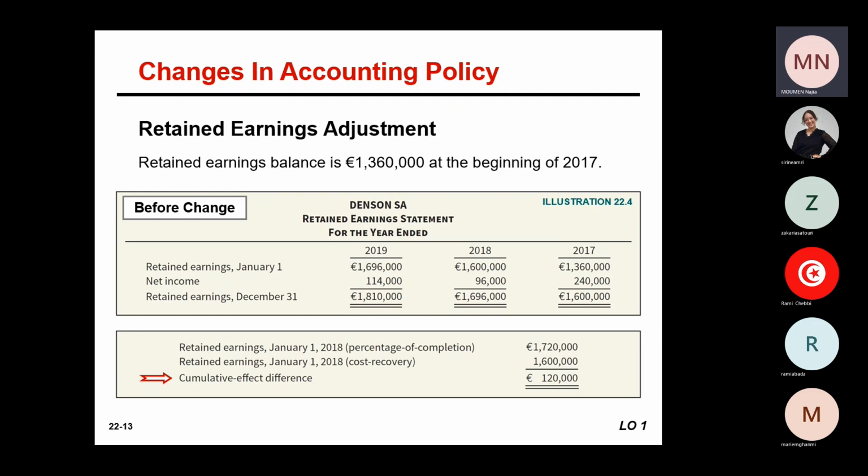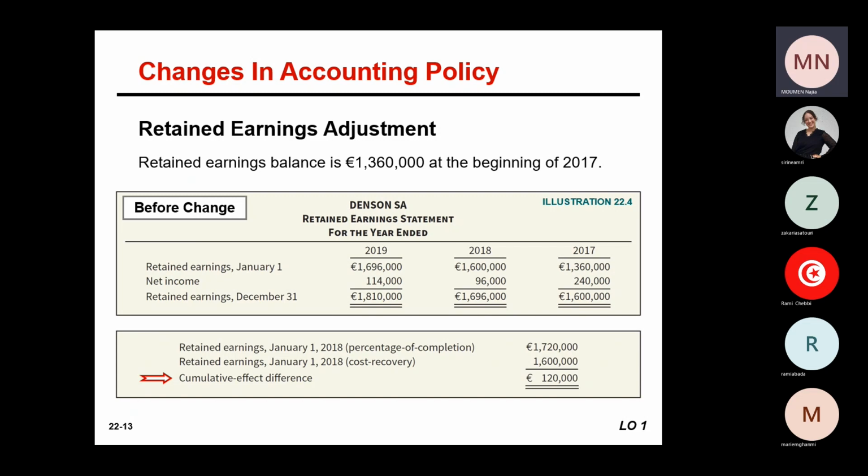Because, as we said, retained earnings is cumulative information that is accumulated or carried on from one period to another. So it's important that you show that effect in the beginning balance of the retained earnings, so that your retained earnings at the end of the year will have the correct balance.